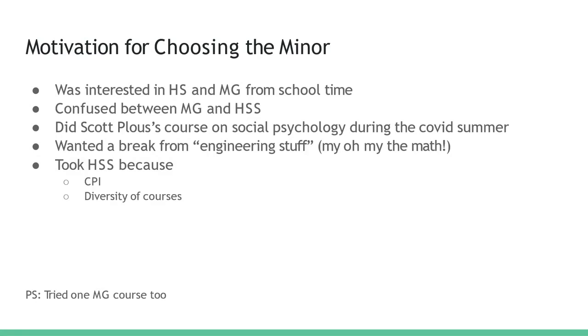Eventually, in the first COVID summer, I did a course on social psychology on Coursera. It was an eye opener. It was a very good course, and that motivated me to start with the HSS minor. I gave a try to one of the management minor courses in my fourth sem, but I did not like it that much. So I jumped back to HSS, and that's where I am since then, and I am planning to finish that off.